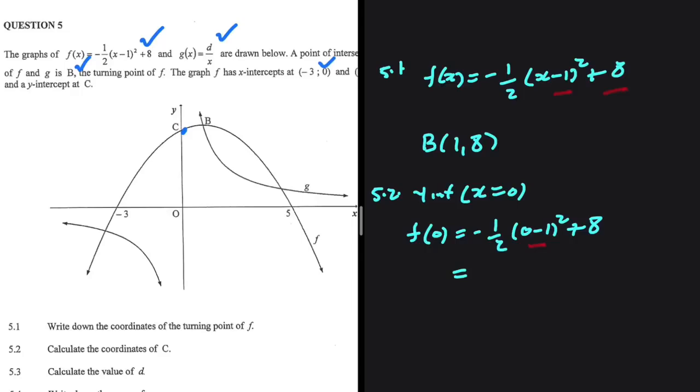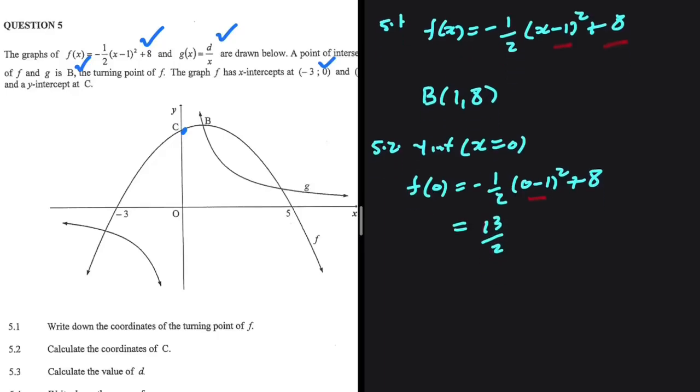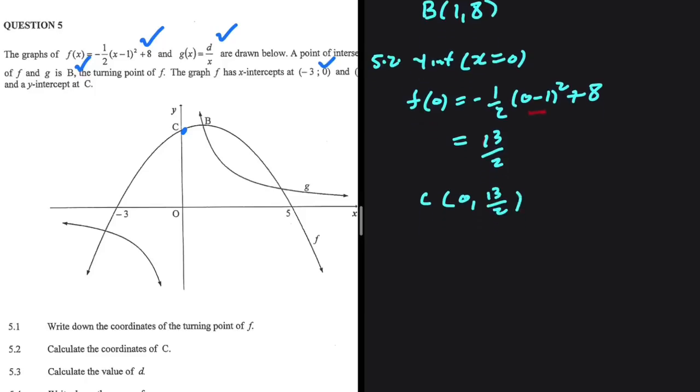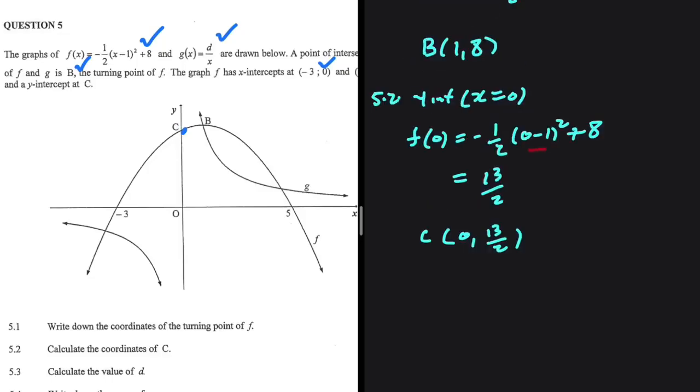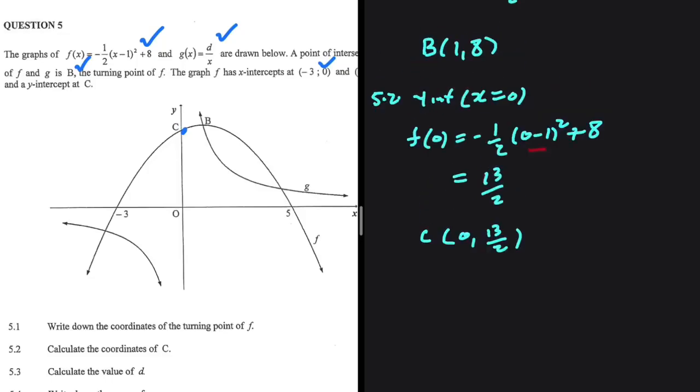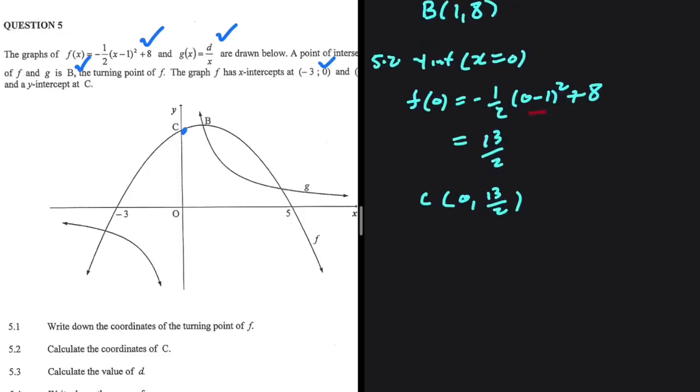7.5, I think we can write it as 13 divided by 2 instead. So the coordinates of C, we have an x value of 0 and a y value of 13 divided by 2. 13 divided by 2 is 6.5 and not 7.5. So we're supposed to have 15 divided by 2 instead.